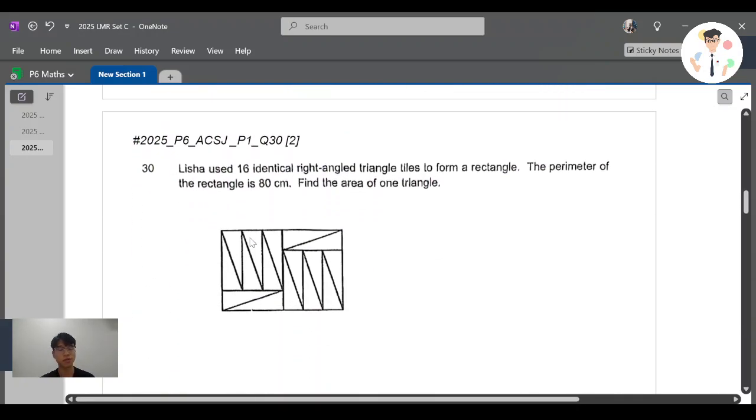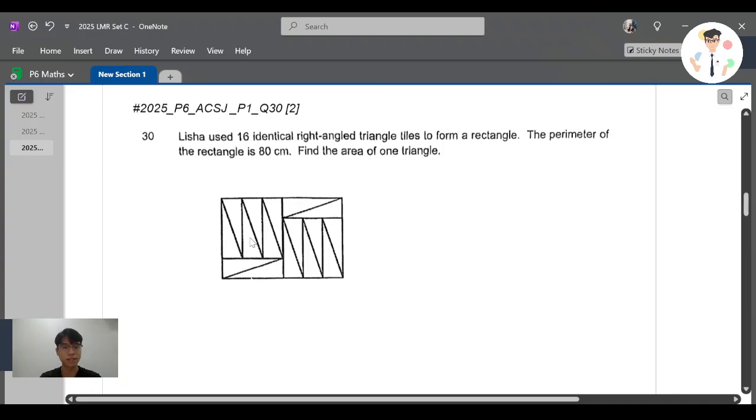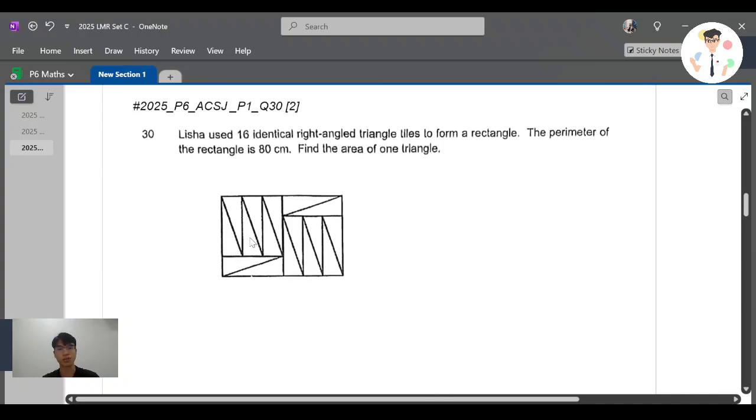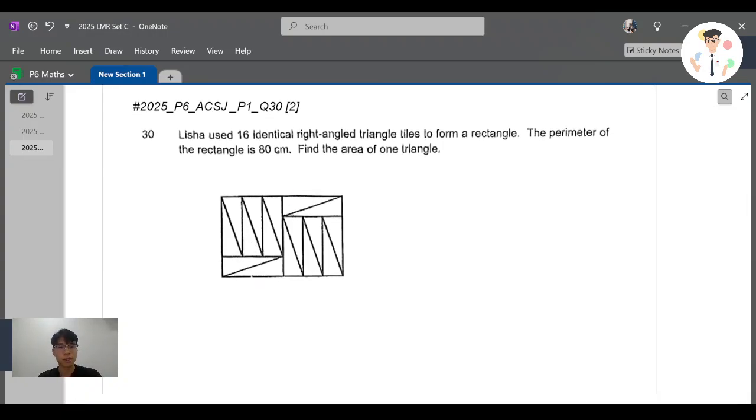The same question from same school, ACSJA, but now it's paper 1 question 30. Now, Lisha used 16 identical right angle triangle tiles to form a rectangle. The perimeter of the rectangle, so that means the perimeter of the whole thing here is 80 cm. Find the area of one triangle.